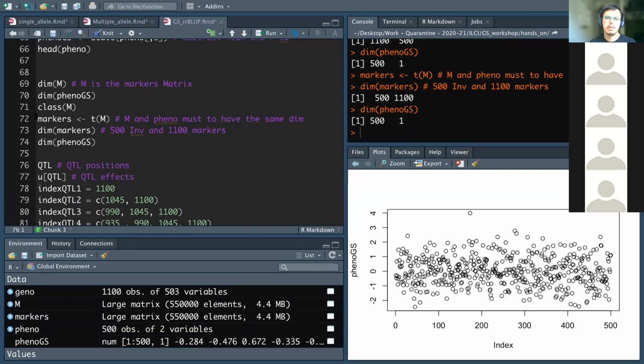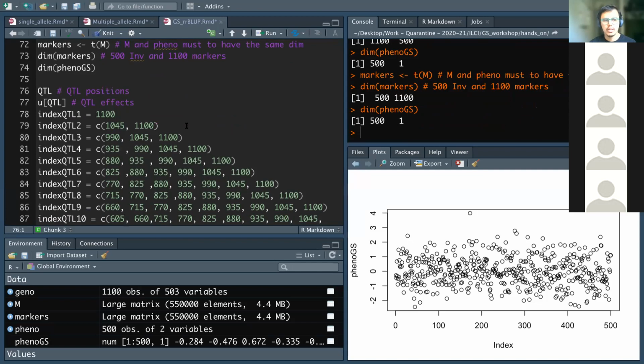And now we have the same dimension. So we have the same rows for the markers and for the phenotypes. And this part looks horrible, but yeah, I didn't use any for loop because I want you to understand this concept, because I believe that it's really important.